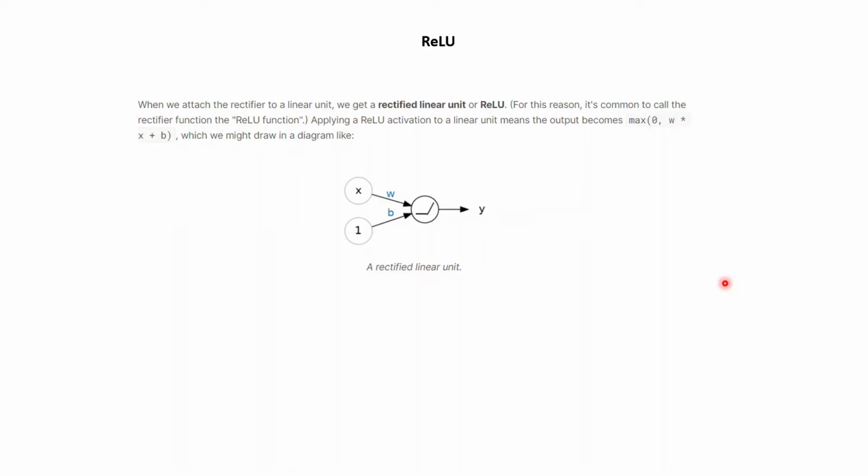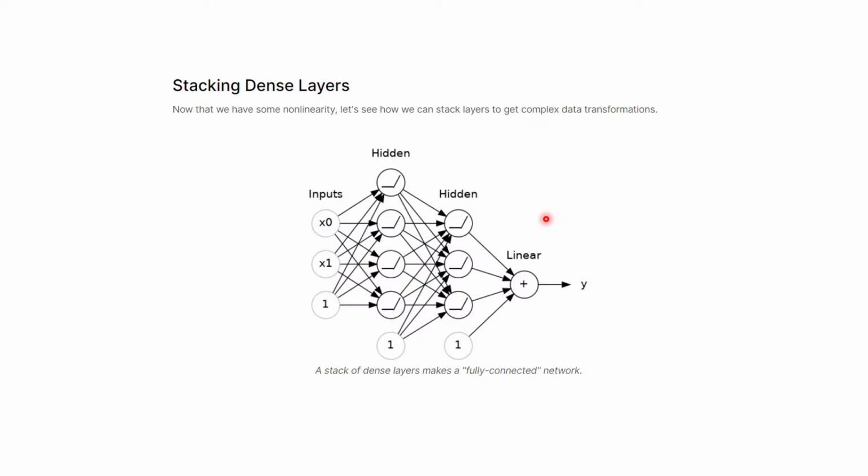Applying a ReLU activation to a linear unit means the output becomes max of 0 comma w star x plus b, which is drawn in the figure right here. This is a very fundamental component of a neural network. Now, a complex model can be built by stacking these dense layers.